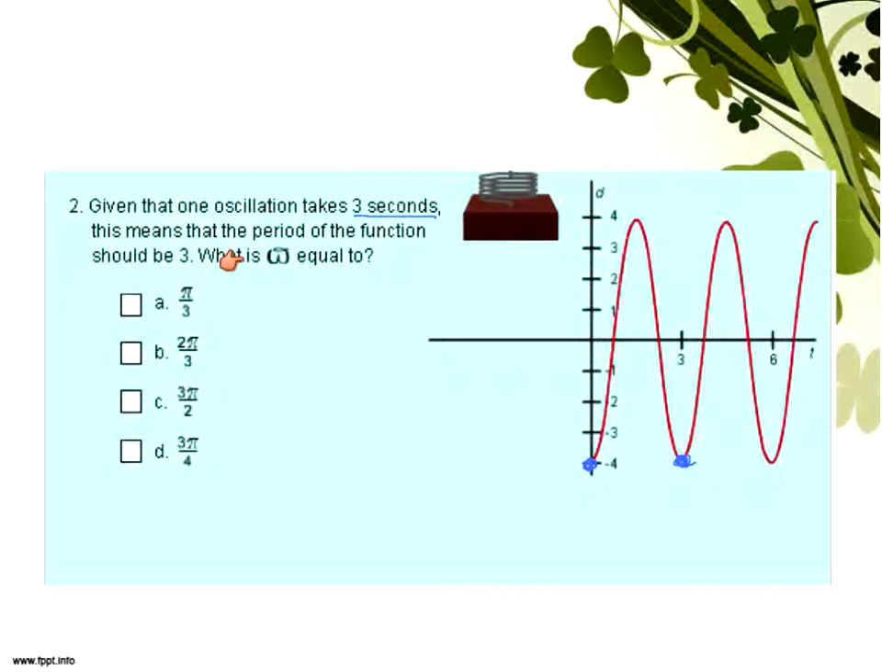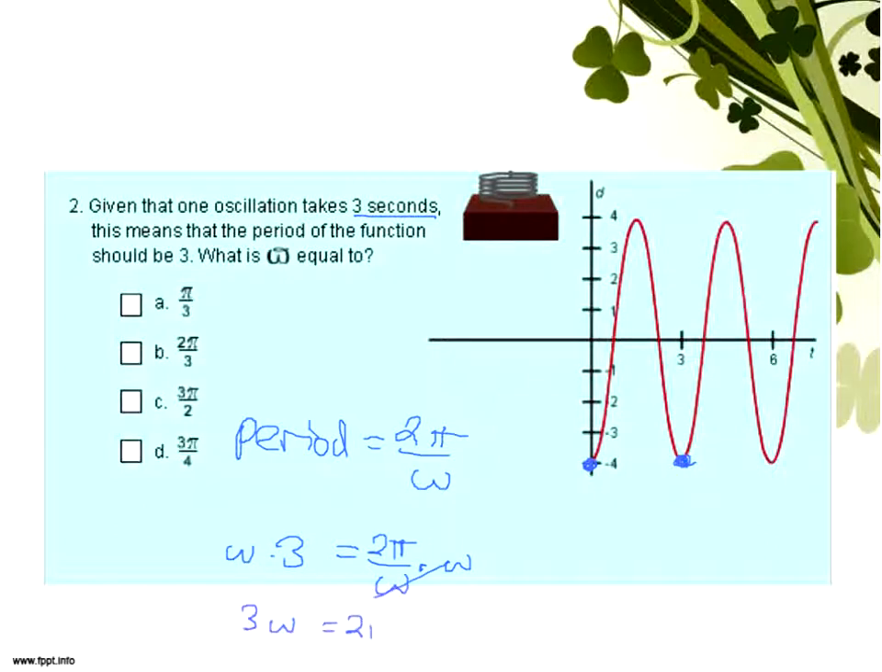So let's write out our formula that we talked about a couple slides ago for our period. So period equals 2 pi over omega. Our period is 3. 2 pi over omega. So now let's solve for omega. Multiply both sides by omega. So I get 3 omega equals 2 pi. So omega is going to be 2 pi over 3.